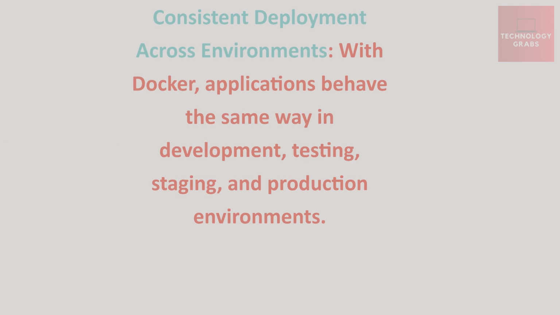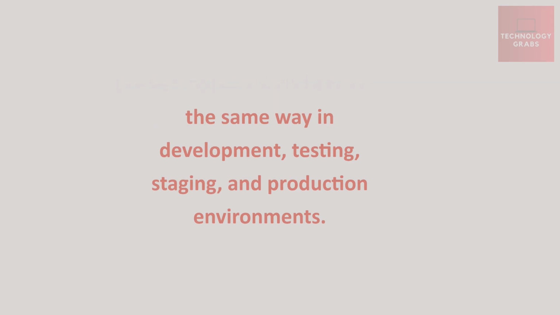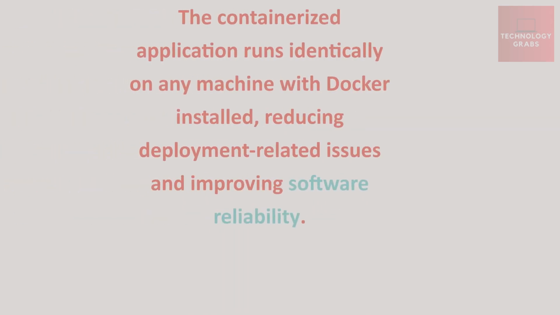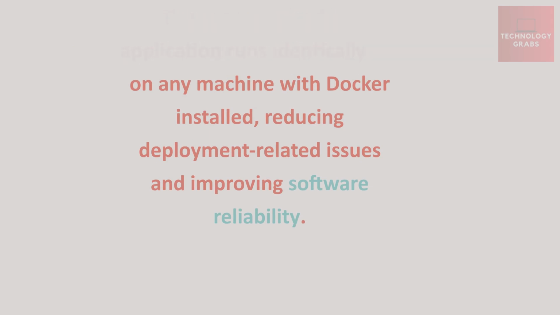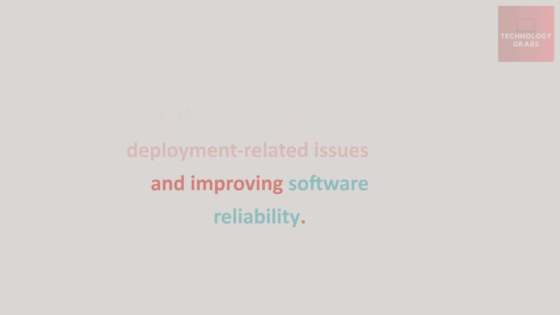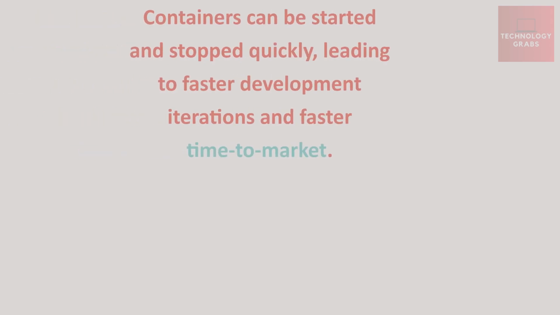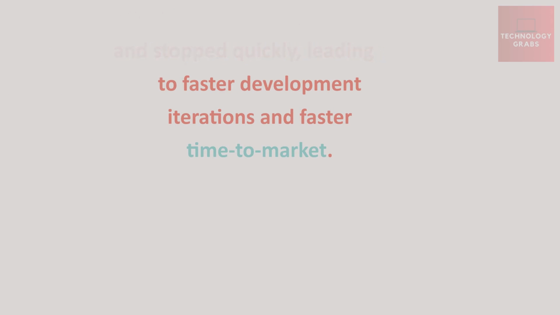Consistent deployment across environments. With Docker, applications behave the same way in development, testing, staging, and production environments. The containerized application runs identically on any machine with Docker installed, reducing deployment-related issues and improving software reliability. Fast and reliable deployment. Docker's lightweight nature enables rapid deployment. Containers can be started and stopped quickly, leading to faster development iterations and faster time to market.